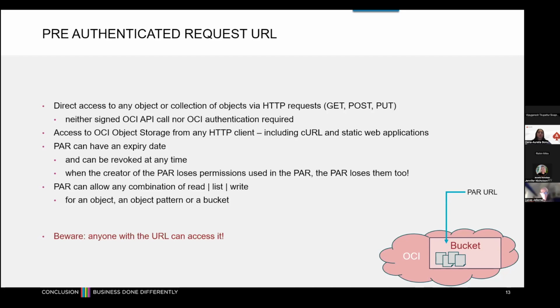In the PAR, you can define a combination of read objects, write objects, and list objects for any object pattern, or a bucket. In doing so, you can even publish a static web application on OCI Object Storage, provide a PAR for the folder that holds the static web application, provide read access, and then you get a URL on which the application can be accessed. A little bit like GitHub Pages, but then from OCI Object Storage.